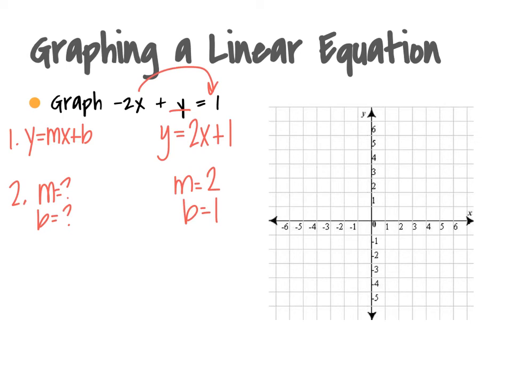Now you graph those. The y-intercept is 1, so we're going to go up to 1 on the y-axis and put a point. And slope is 2, which is 2 over 1. So we're going to rise 2, run 1, and put a point. Rise 2, run 1. And then we draw our line. And you graph the equation.